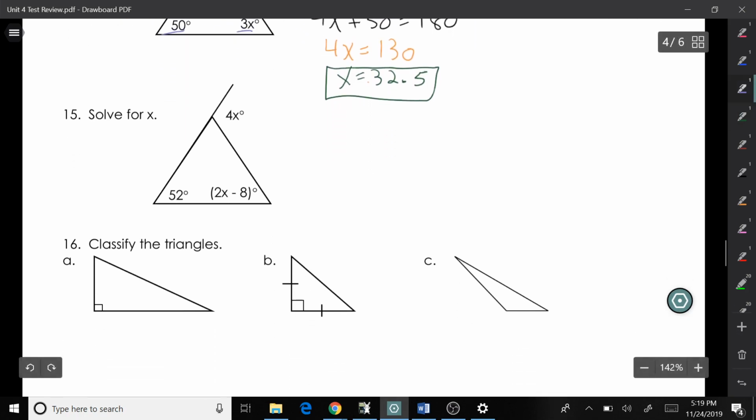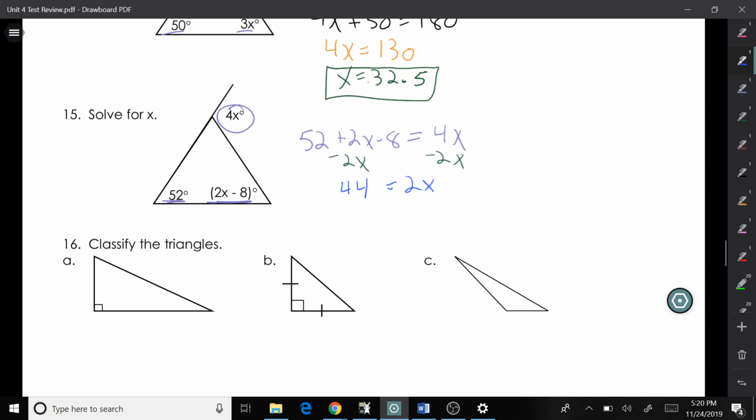Right, in this one, solve for x, we have the exterior angle theorem. These two angles will add up to that one. So it's going to be 52 plus 2x minus 8 equals 4x. So we can subtract 2x from both sides and combine 52 minus 8, and we will get 44 equals 2x. We divide both sides by 2. We get 22 equals x.